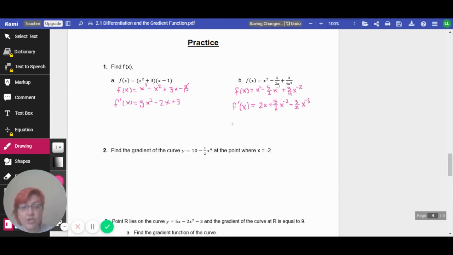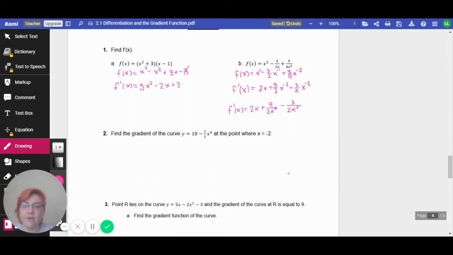If you want to rewrite it in fractional form, you can then say that the derivative of your function, or f prime of x, equals 2x plus 5 over 2x squared minus 3 over 2x cubed.